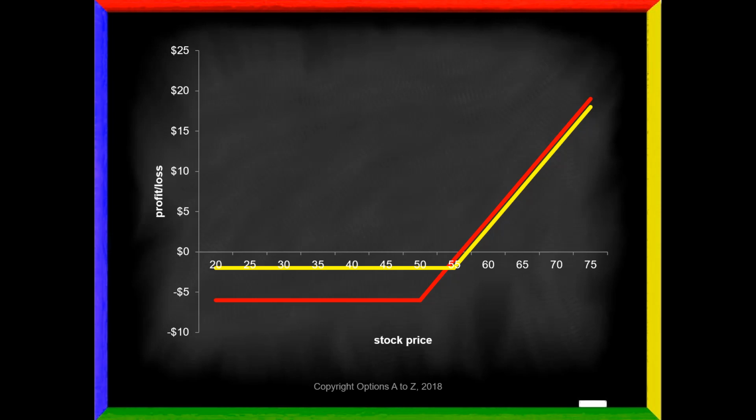Let's say the stock makes another big move and I roll for another $4 credit. What happens now? Well, I had a $2 cost basis. I received $4. Now I'm actually plus 2. I actually have a negative cost basis.